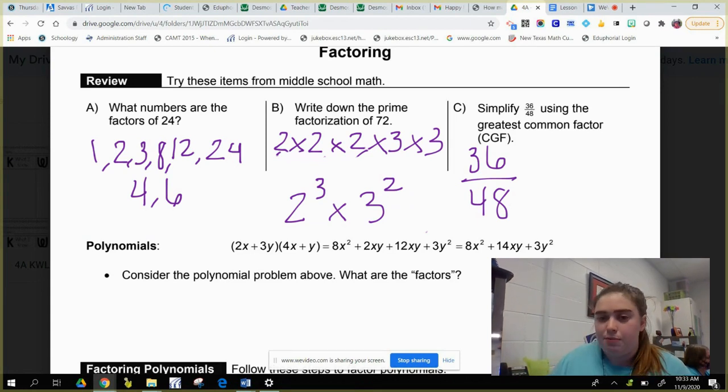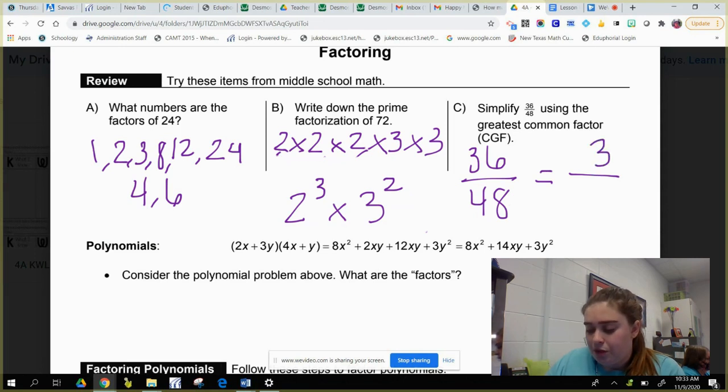So it's actually going to be 12, right? If we take out a 12 out of 36, what do we multiply by 12 to get 36? It's going to be 3. And then what do we multiply by 12 to get 48? 4. So we're taking out 12 out of both of those numbers, reducing that fraction to be 3/4. So our greatest common factor here was 12.